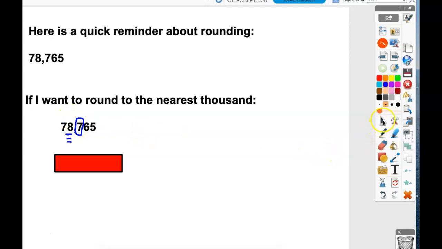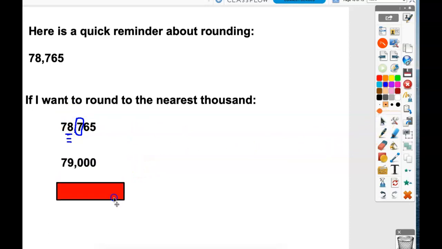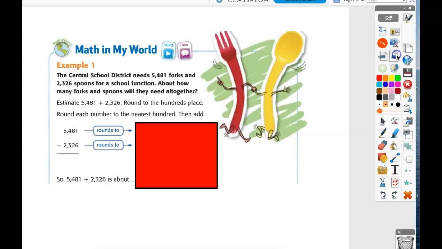And then my number would end up being 79,000. And again, because he was 5 or more, he went up 1. So 8 plus 1 is 9. The number to the left just dropped right in. From the one that you circled, including that one, everything to the right becomes zeros. So 78,765 will round up to 79,000. That is rounded to the nearest thousand. Okay, so that was just a quick review. And again, we talked about that in chapter 1.